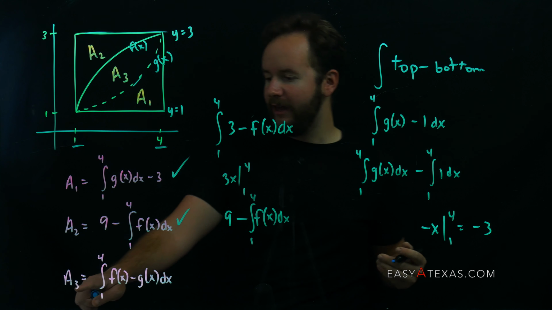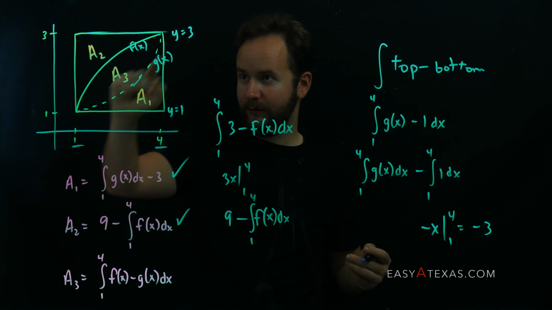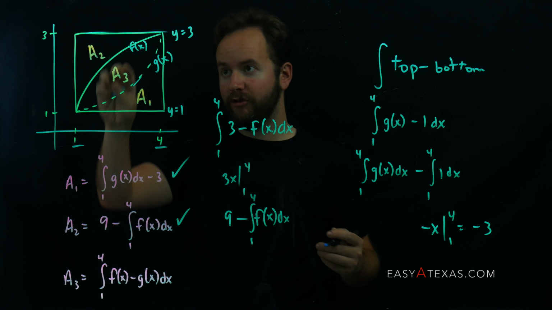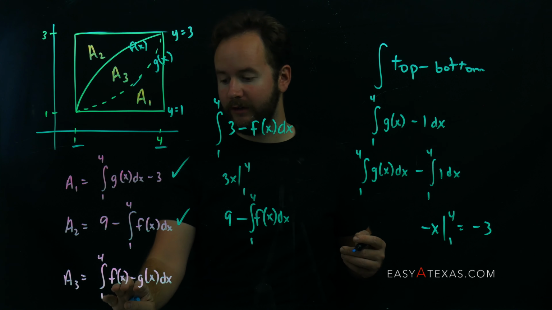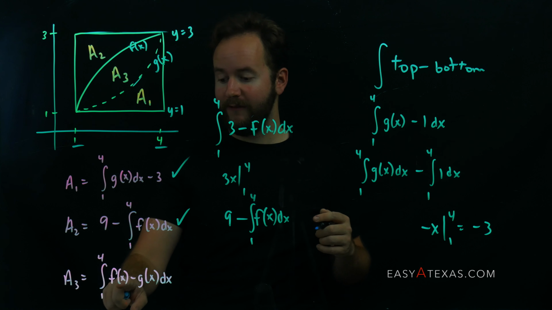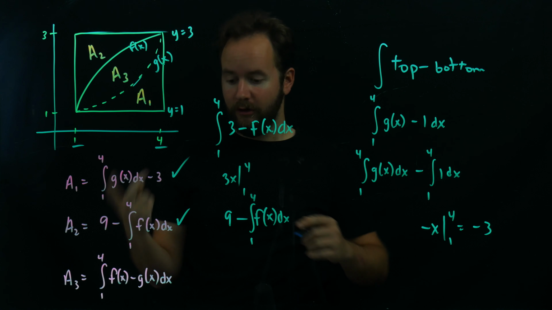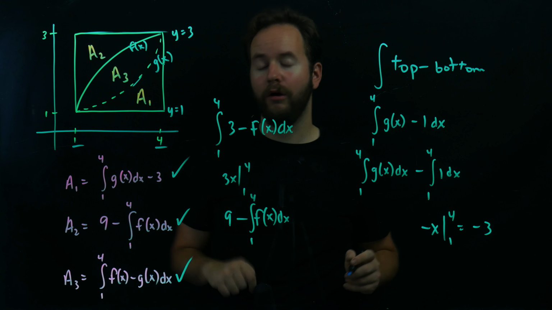And lastly, we have A3, which is the area sandwiched between the top curve, f of x, and the bottom curve, g of x. So make sure you have f of x minus g of x inside your integral. Otherwise, if it's in reverse order, it would be false. But this case seems to be true. We have f of x on top, which is the top function, and minus g of x, which is the bottom function. So this integral checks out, and it seems like all three of these are true.